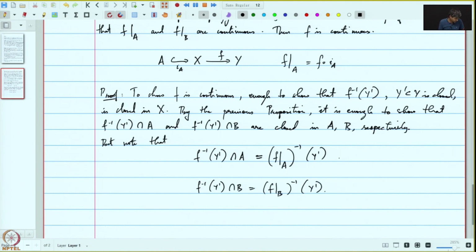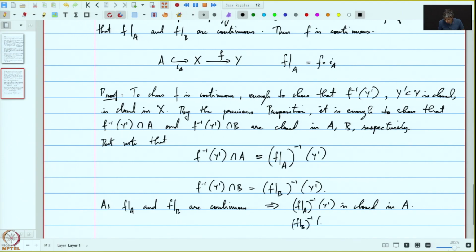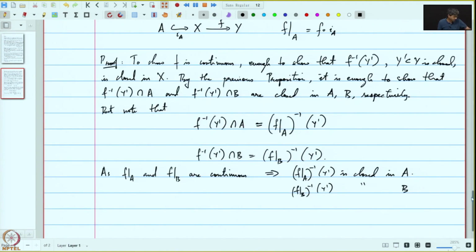So as f restricted to A and f restricted to B are continuous, this implies that the inverse image of Y prime under f restricted to A is closed in A, and similarly the inverse image of Y prime under f restricted to B is closed in B. So this implies that f inverse of Y prime is closed in X. This implies f is continuous.